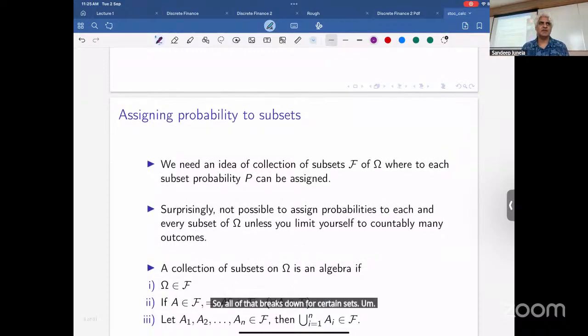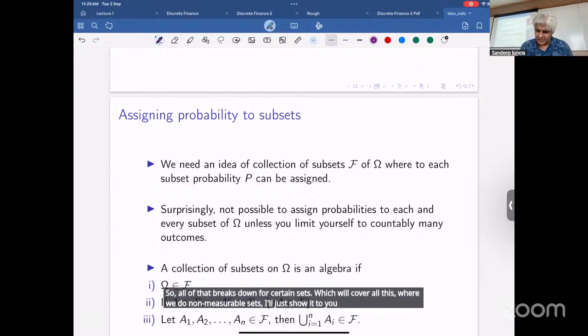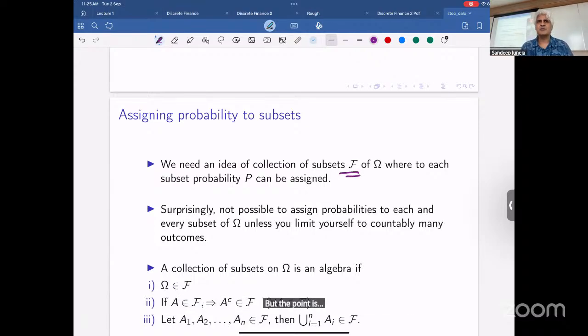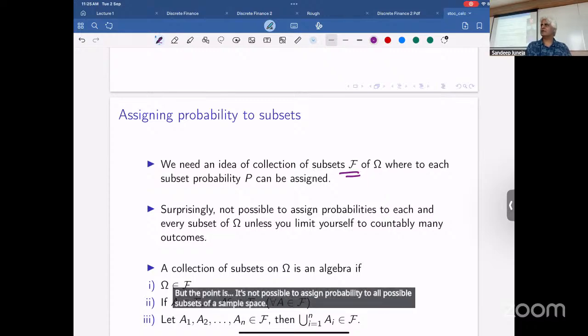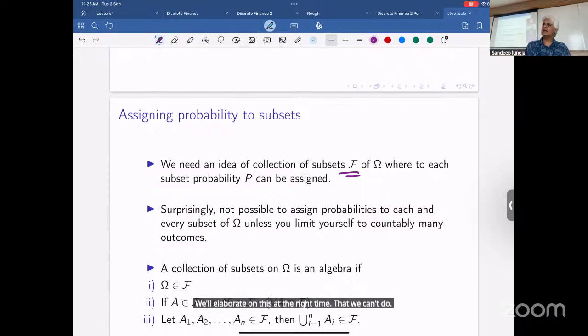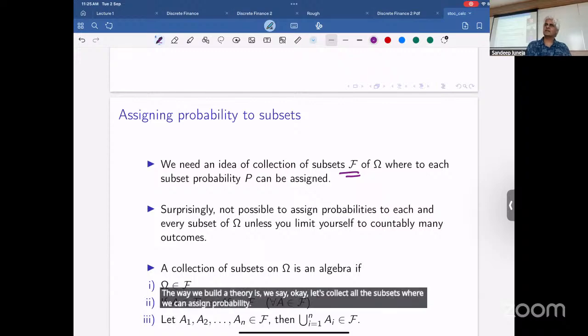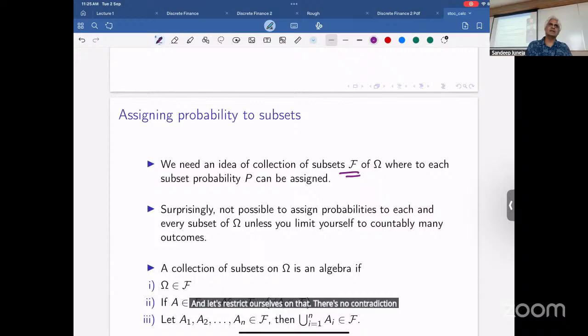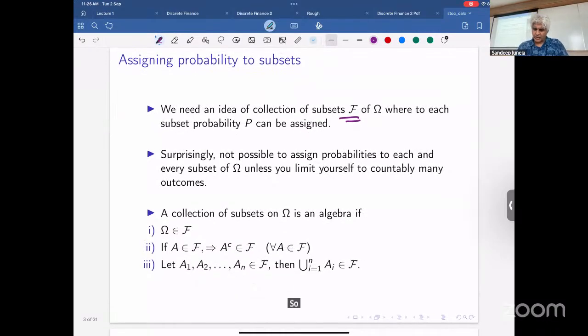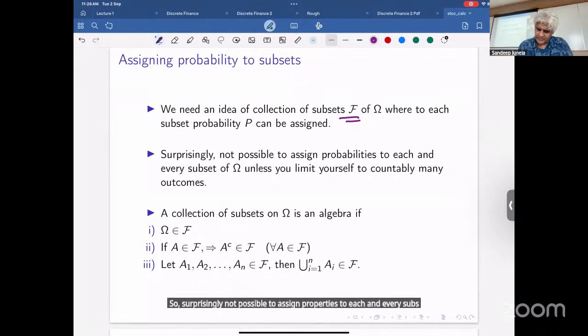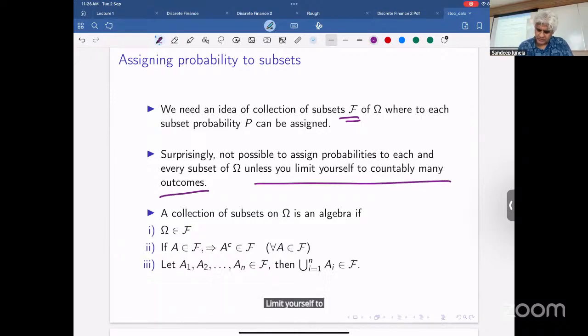All of that breaks down for certain sets. We'll cover all this when we do non-measurable sets. I'll just show it to you very quickly. But the point is, it's not possible to assign probability to all possible subsets of a sample space. We'll elaborate on this at the right time. That we can't do. The way we build a theory is, we say, okay, let's collect all the subsets where we can assign probability, and let's restrict ourselves to that. There's no contradiction there at least. Otherwise, you can come up with paradoxes in probability because you've not defined your space, subsets where probability can be defined correctly. All right. So surprisingly not possible to assign probabilities to each and every subset of omega unless you limit yourself to countably many outcomes.